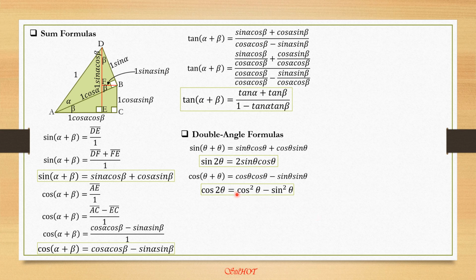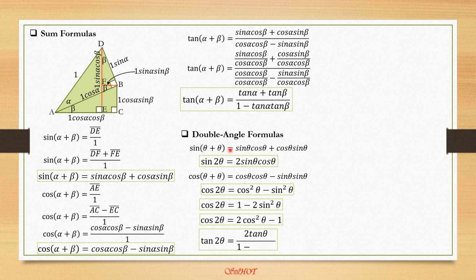Now, if we replace cosine square theta here by 1 minus sine square theta, another formula for cosine 2 theta is 1 minus 2 sine square theta, because this is 1 minus sine square theta, so 1 minus sine square theta minus sine square theta is 1 minus 2 sine square theta. If instead we replace sine square theta here by quantity 1 minus cosine square theta, then cosine 2 theta is 2 cosine square theta minus 1. So for cosine 2 theta, there are these three identities. Then tangent of 2 theta is 2 tangent theta over 1 minus tangent square theta. You just replace alpha and beta by theta, so you get that double angle formula for the tangent function.